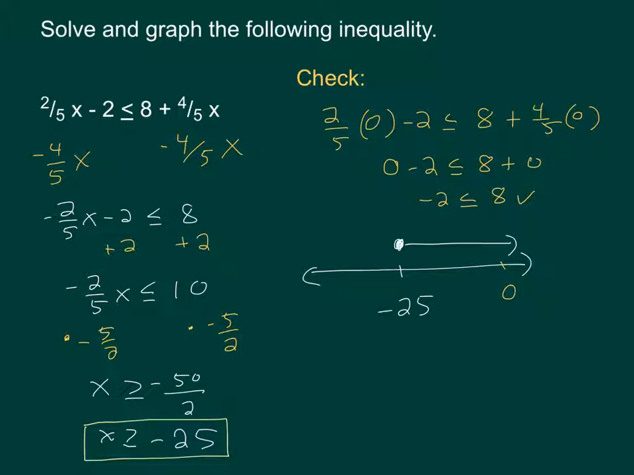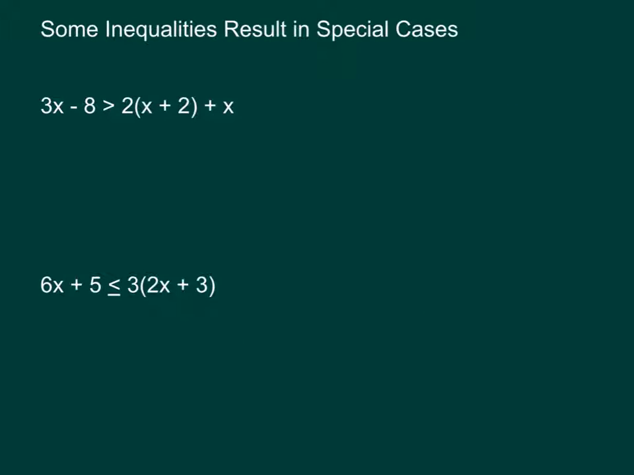Let's just look at two last special cases. So there are times when we solve an inequality, we actually end up with special cases, which we've had with equations. When we had infinitely many solutions or no solution. Now, with inequalities, because most inequalities have infinitely many solutions, we're not going to say that. We're going to say something a little bit different, but it's the same general idea.